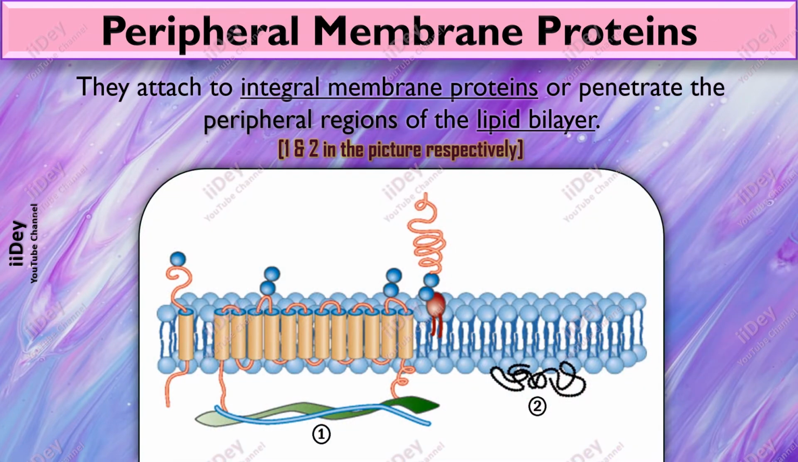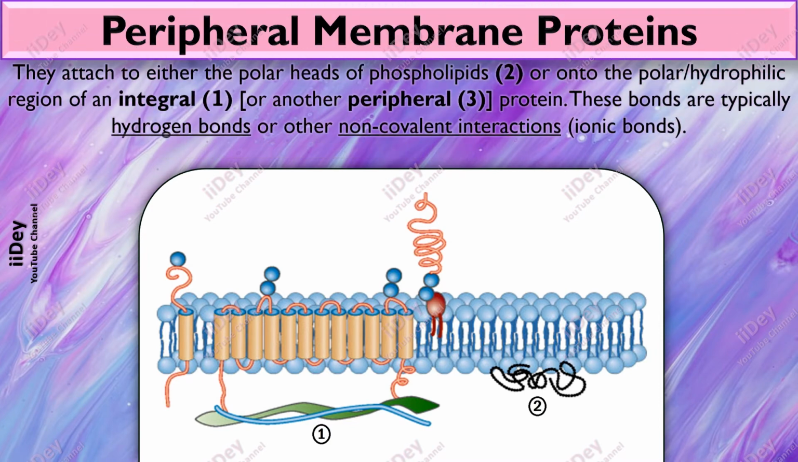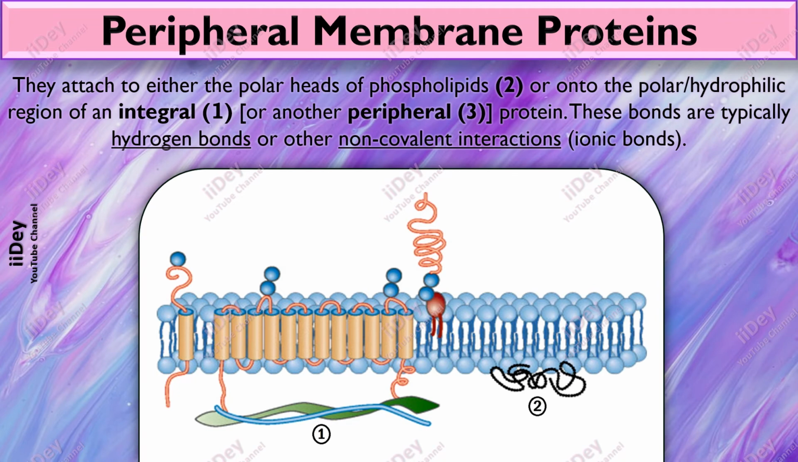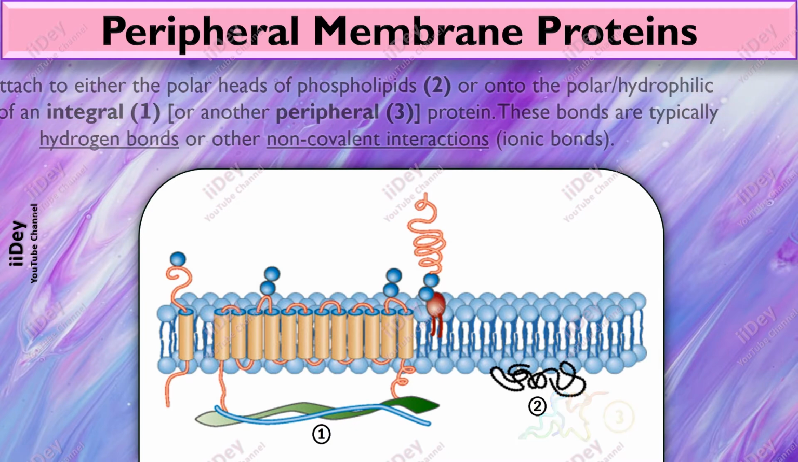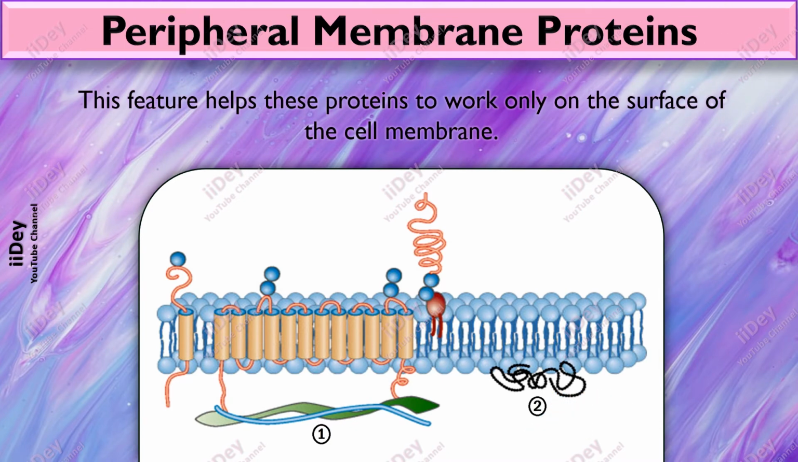They attach to integral membrane proteins or penetrate the peripheral regions of the lipid bilayer. They attach to either the polar heads of phospholipids, or onto the polar region of an integral protein, or another peripheral protein. These bonds are typically hydrogen bonds, or other non-covalent interactions, like ionic bonds. This feature helps these proteins to work only on the surface of the cell membrane.